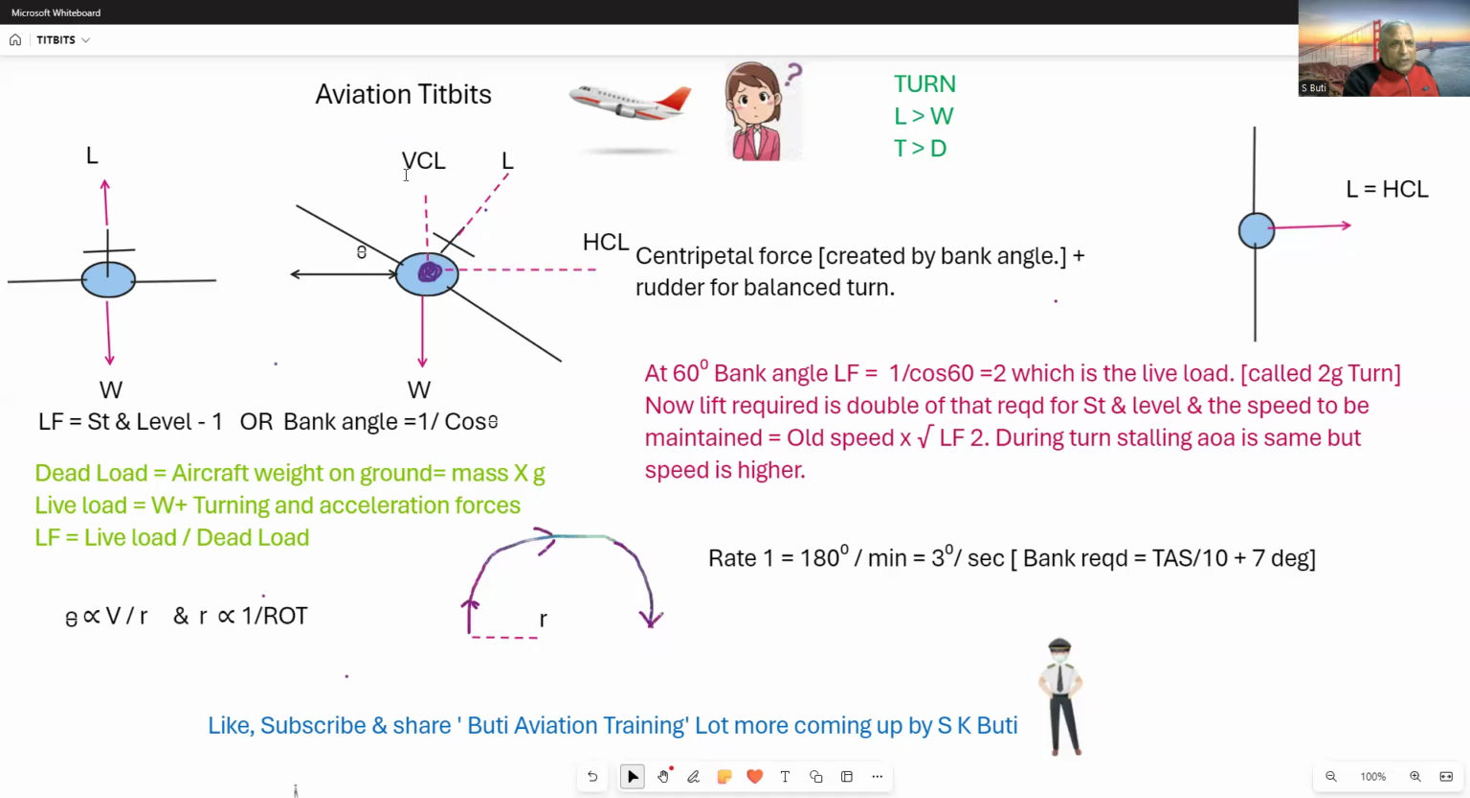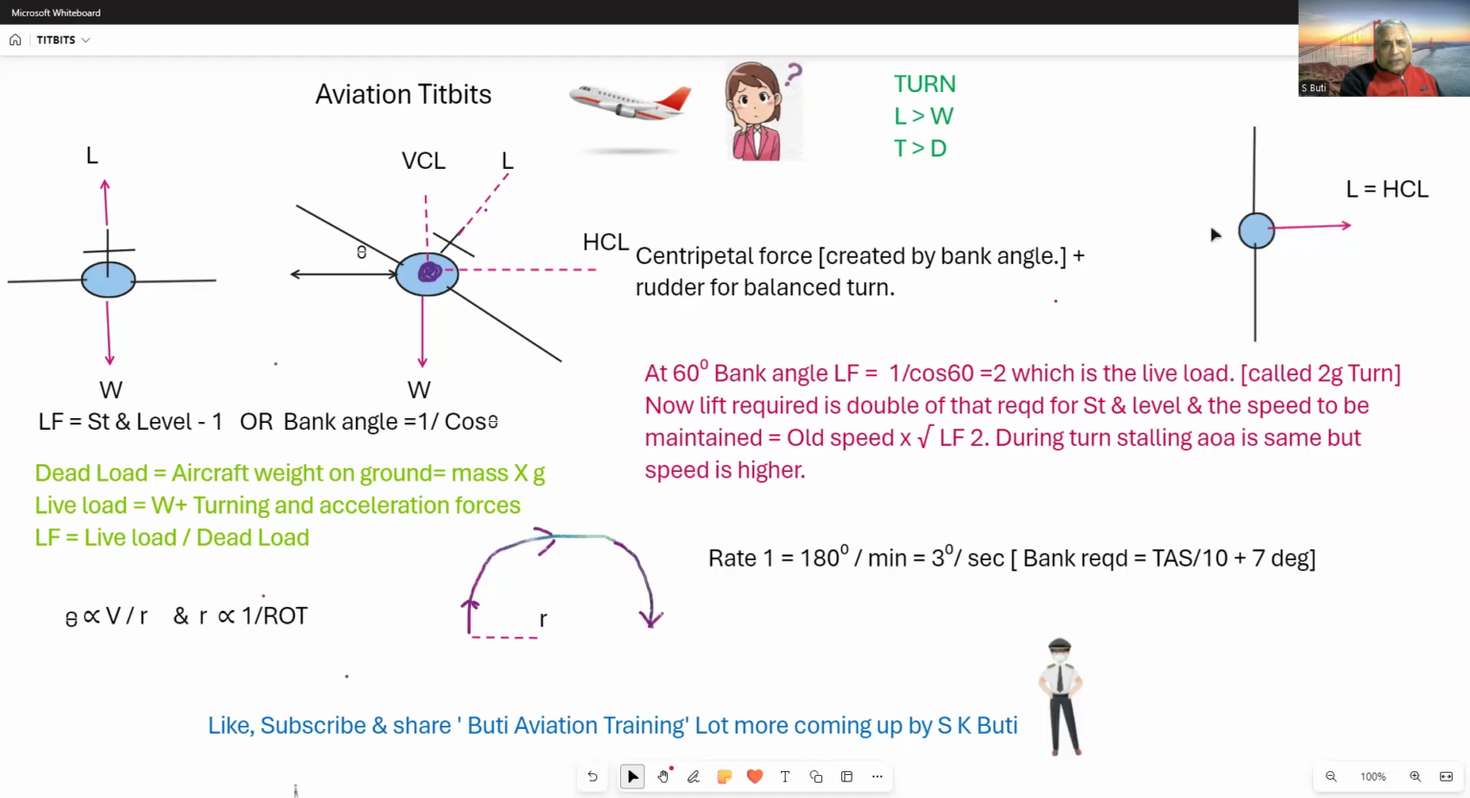So the first step that your instructor will tell you is give a backward push to your stick, which means backward pressure means you are increasing the angle of attack. Now, when you increase the angle of attack, the drag will increase. And now you increase the angle of attack to increase your lift more than the weight. And now you'll have to increase the thrust to look after the increased drag. So during a turn, lift is more than the weight and thrust is more than the drag. That is the arrangement of forces.